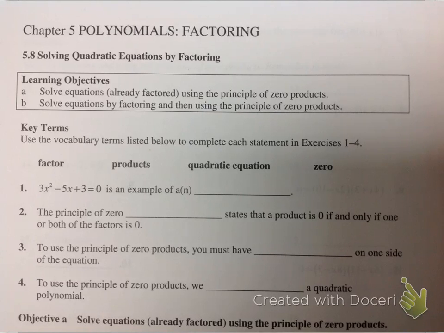Now that we are familiar with all of the different factoring methods, we can use factoring to help us solve quadratic equations. There's several methods for solving quadratic equations. Factoring is just the first one that we're going to look at now that we know how to factor. So let's look at our key terms. 3x squared minus 5x plus 3 equals 0 is an example of a quadratic equation.